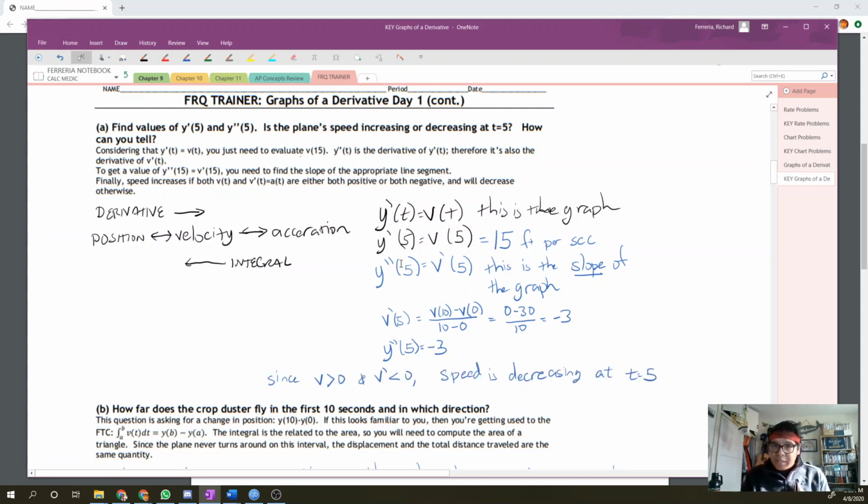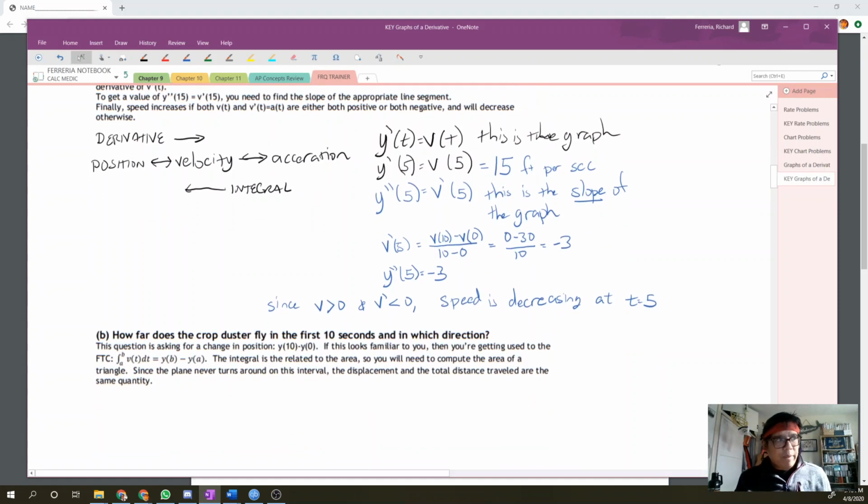Since velocity is positive and velocity prime is negative, the speed is decreasing when t equals 5. Whenever there's a disagreement between a quantity and the quantity's derivative, that means that quantity, or the speed in this case, is decreasing.